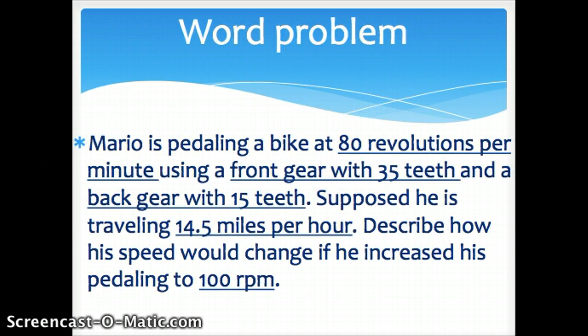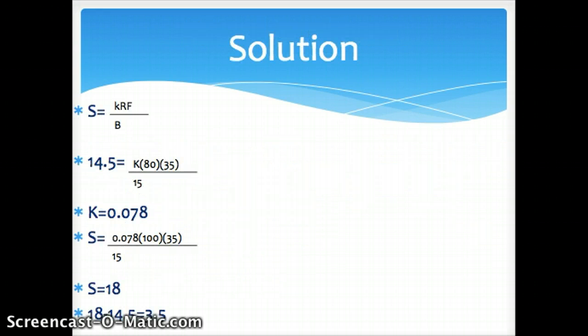Now let's say that I give you a word problem, which in this case is: Mario is pedaling a bike at 80 revolutions per minute using a front gear with 35 teeth and a back gear with 15 teeth. Suppose he is traveling 14.5 miles per hour. Describe how his speed would change if he increased his pedaling to 100 RPM.